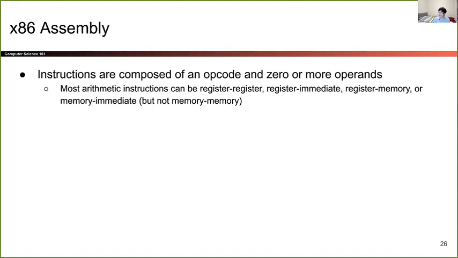Or it can be memory immediate. So again, between memory and a literal value. The thing to remember here is you can't do memory-memory instructions. The assembler will just sort of spit out an error if you try to do this.